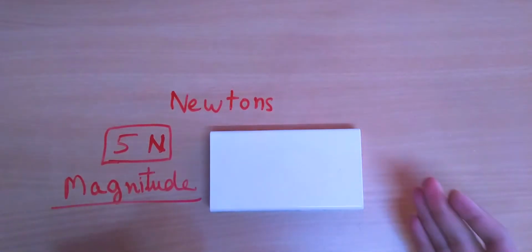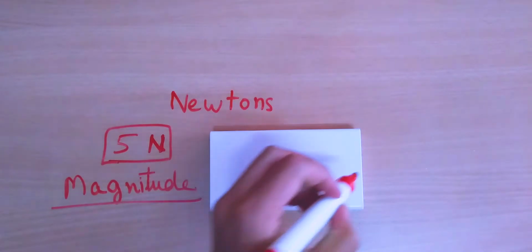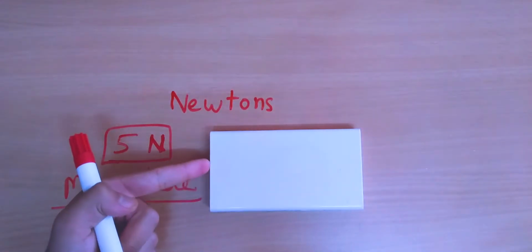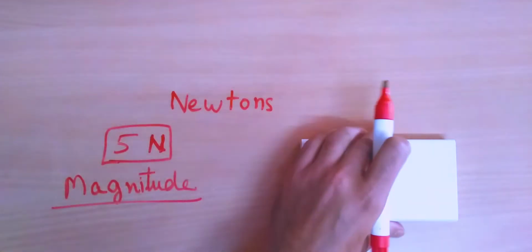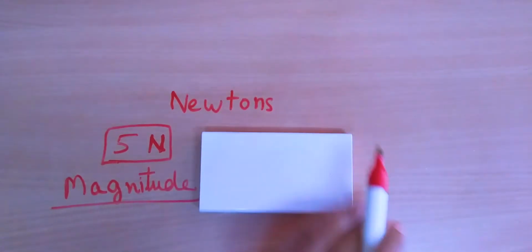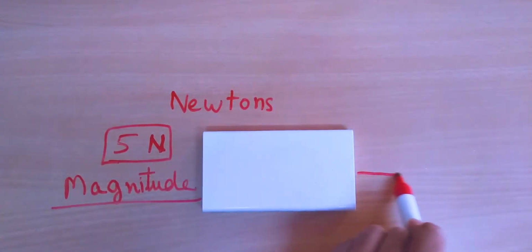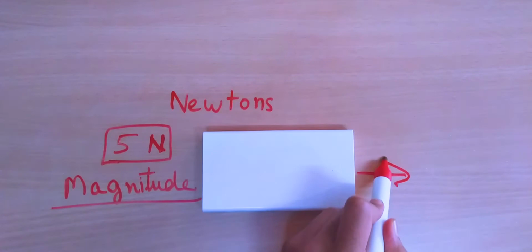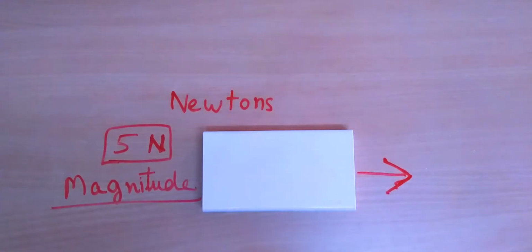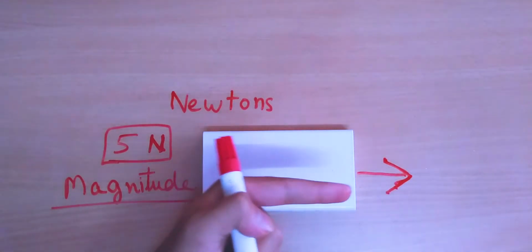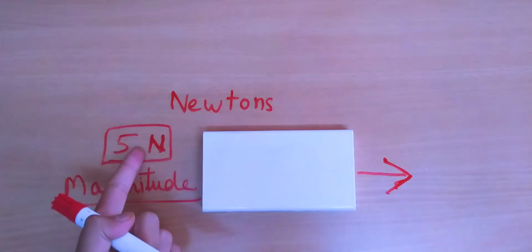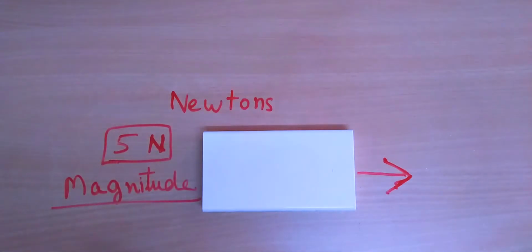So we generally use an arrow to specify the direction. So if I am pushing the object in this direction, then the arrow has to be made to point in that direction, and this arrow shows us the direction in which the force is being applied. So this arrow shows the direction, and the 5 newtons, that's right, tells us the magnitude or the value of the force that is acting.